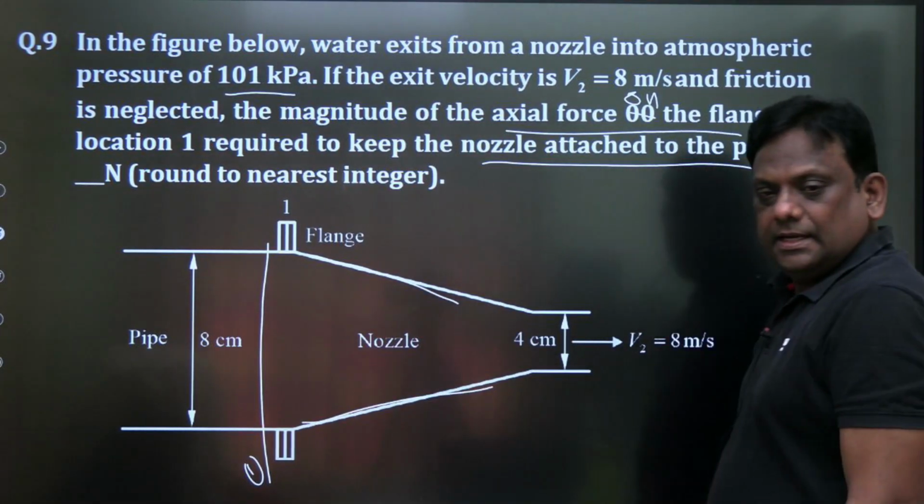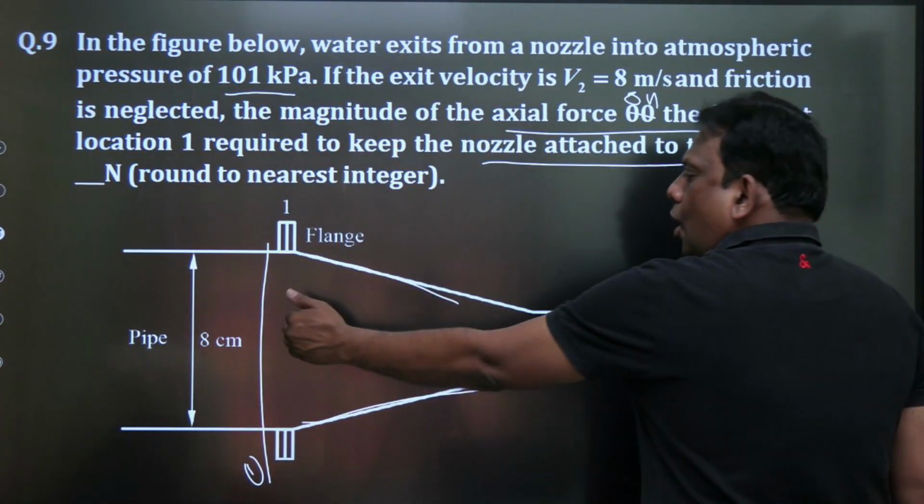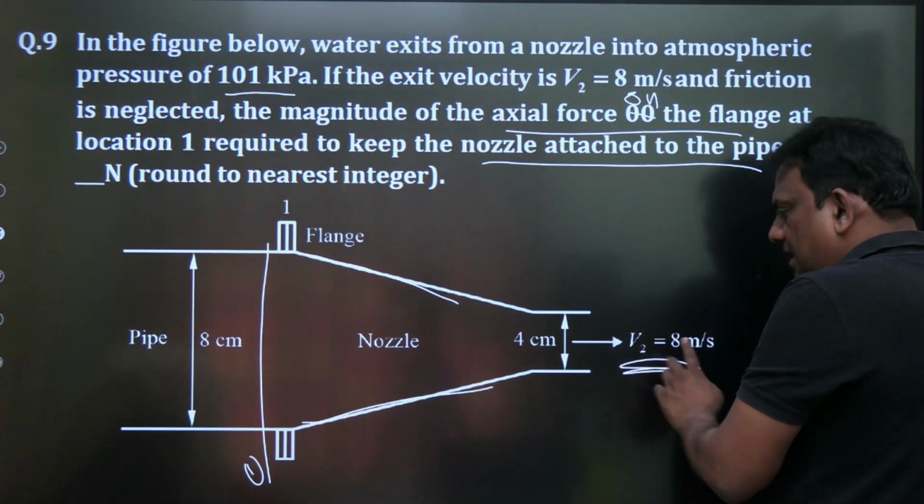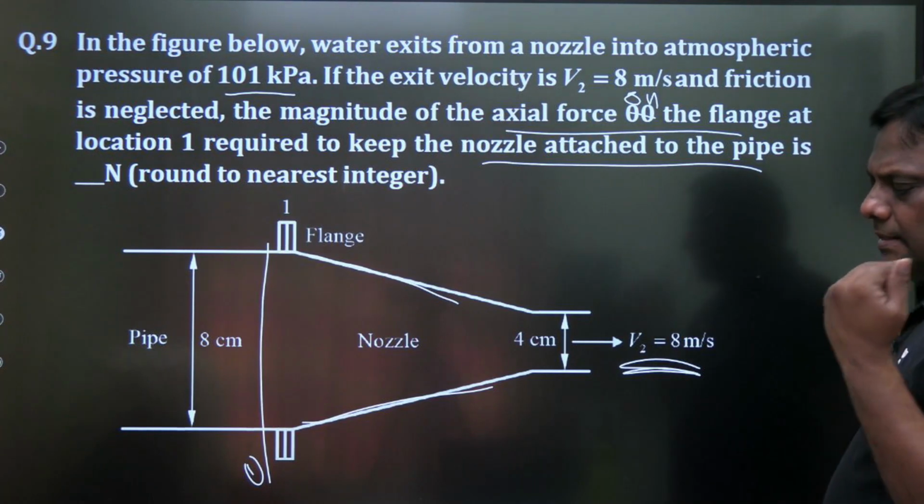There is a nozzle connected here, and it is purely in the horizontal position. The exit velocity is given. It is coming out to atmosphere.